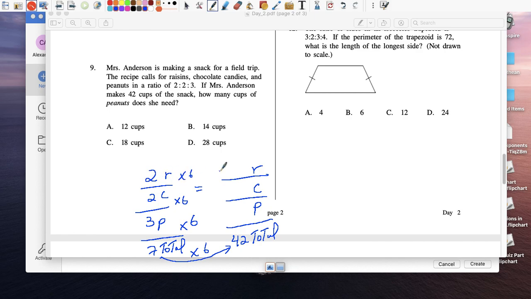So the 2 raisins times 6 now become 12. The 2 chocolates times 6 now become 12 as well. And the 3 peanuts times 6 becomes 18. Well, another way you can confirm if it's correct, add 12 and 12, which is 24. And then 24 plus 18. Does it give you 42? Yeah. There you go. So the answer, we're not looking for the new total, we're looking for this actually, which is 18. There we go.